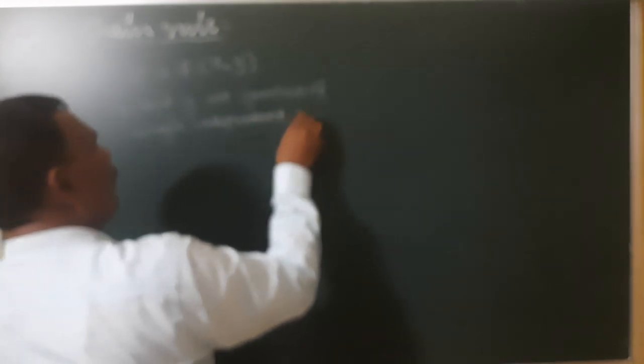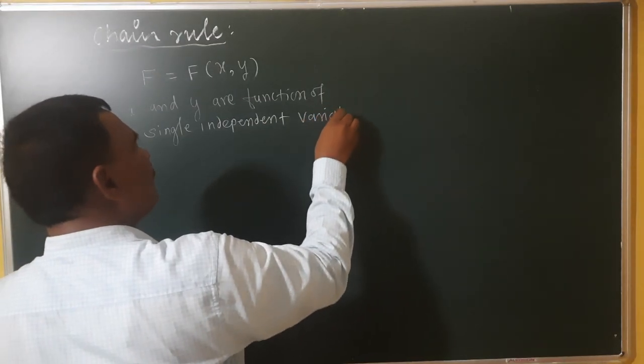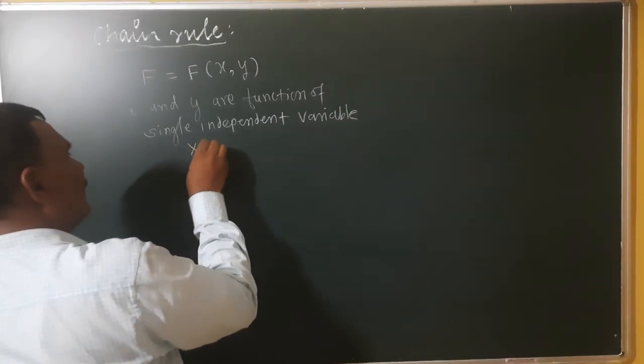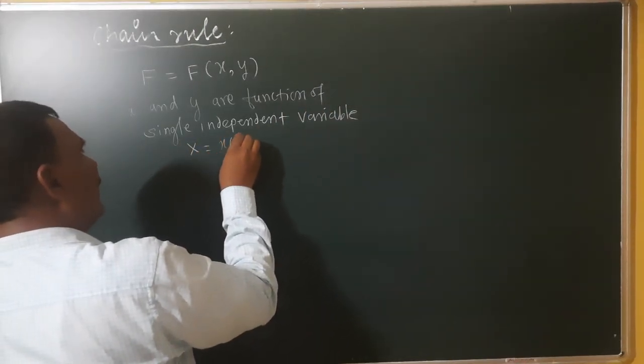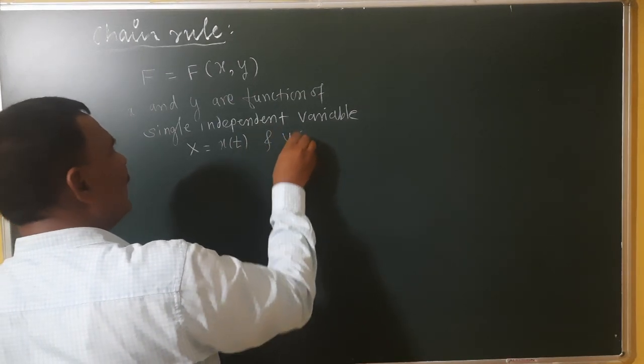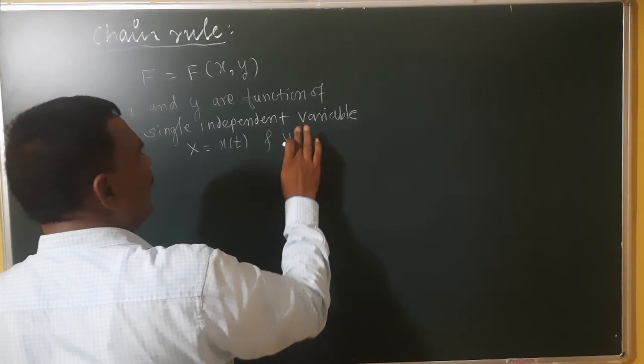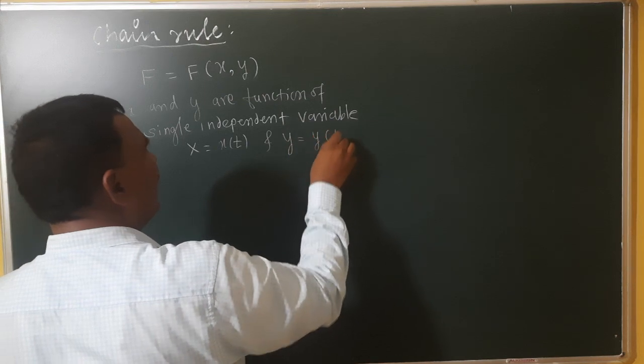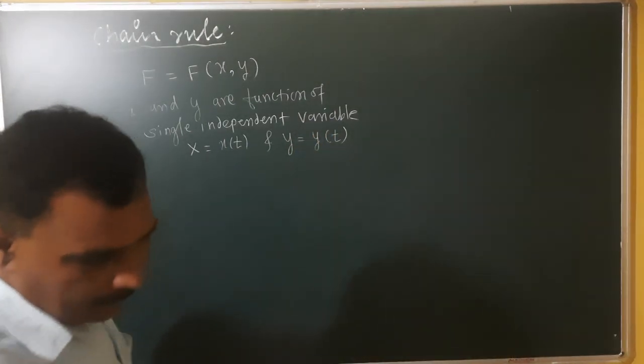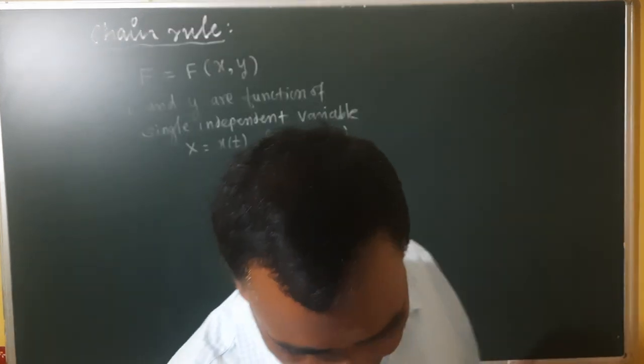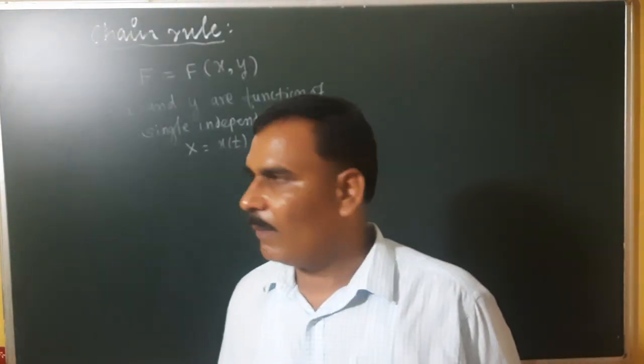X is equal to x of t and y is equal to, say, y of t. Let us see here, x is a function of t and y is a function of t.